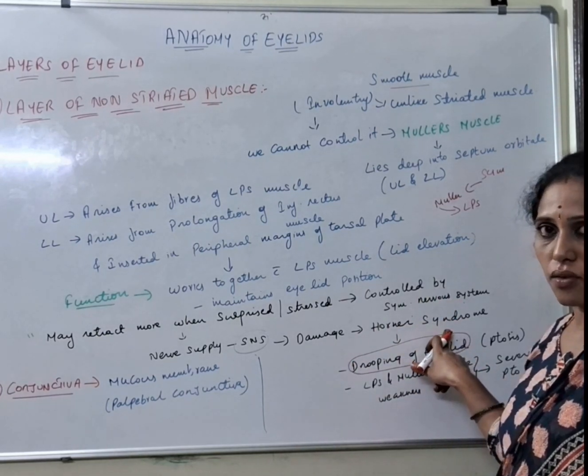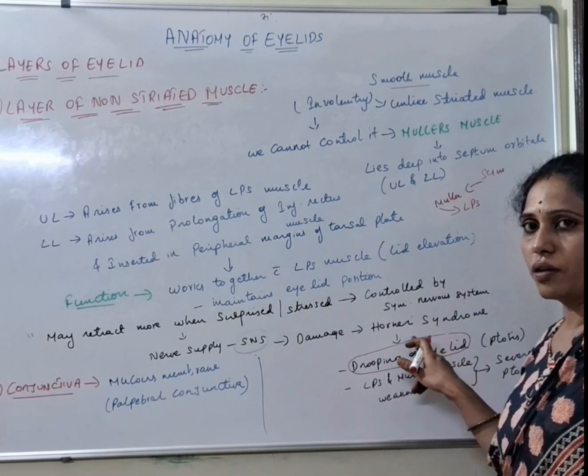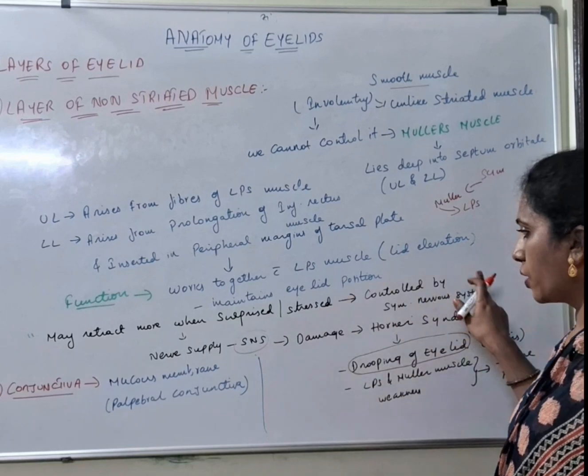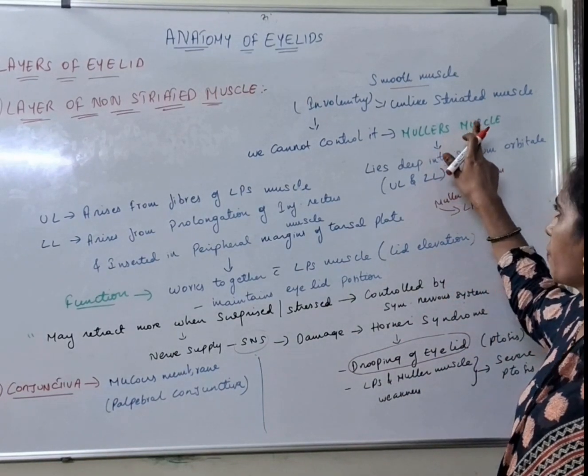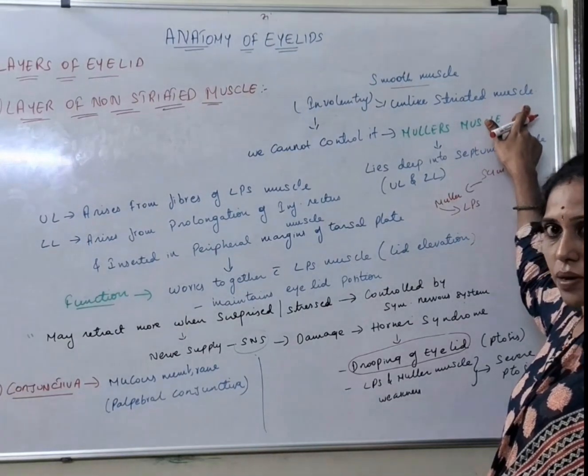What happens in case of Horner syndrome? There will be a drooping of the eyelid. Why will there be a drooping of the eyelid? Because the sympathetic nervous system gives nerve supply to the Mueller muscle. This Mueller's muscle works along with the levator palpebrae muscle.